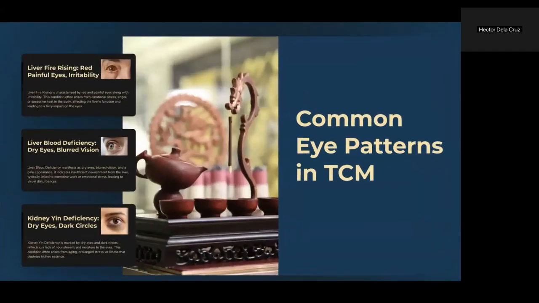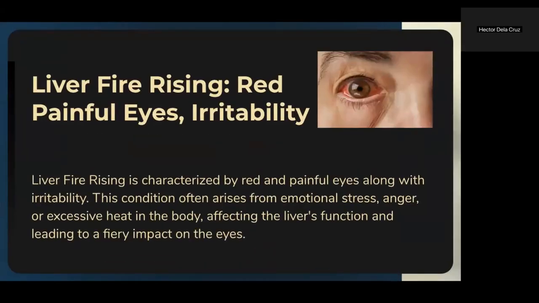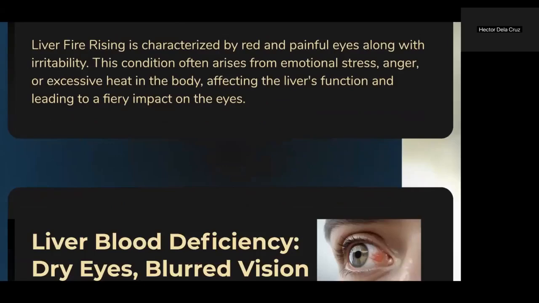Common eye patterns in TCM. Liver fire rising is characterized by red and painful eyes, along with irritability. This condition often arises from emotional stress, anger, or excessive heat in the body, affecting the liver's function and leading to a fiery impact on the eyes.